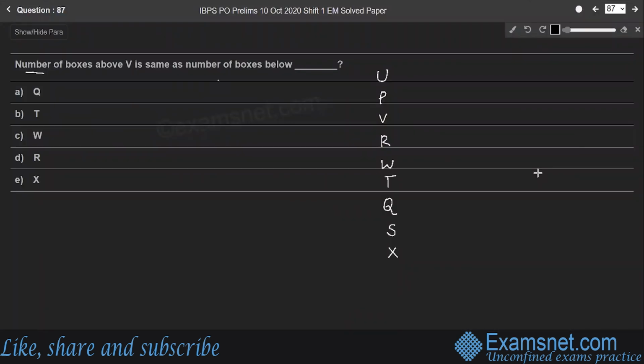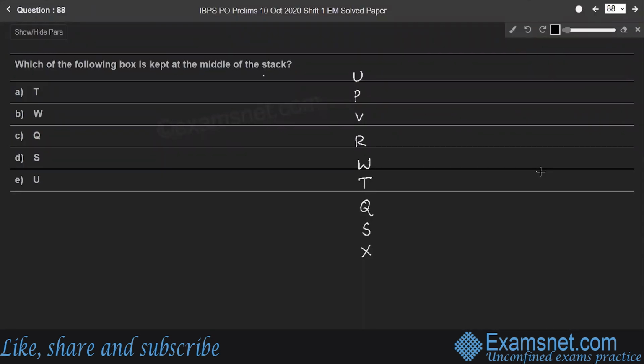Question 87. Number of boxes above V is the same as number of boxes below dash. So the number of boxes above V is 2. There are 2 boxes above V. Therefore, 2 boxes are there below Q, right? Therefore, Q is the right answer.